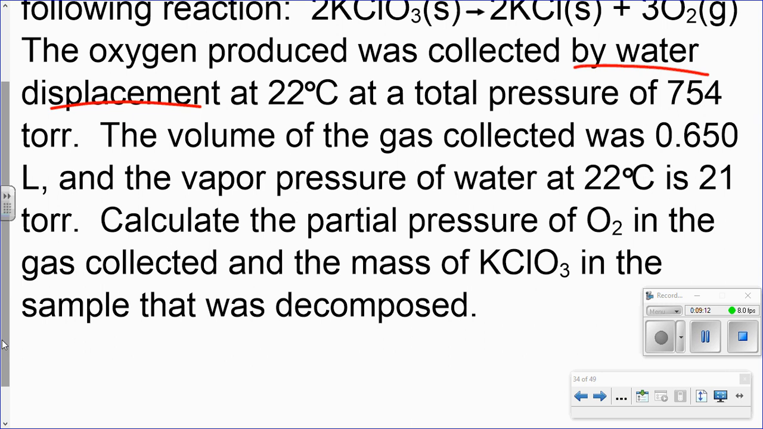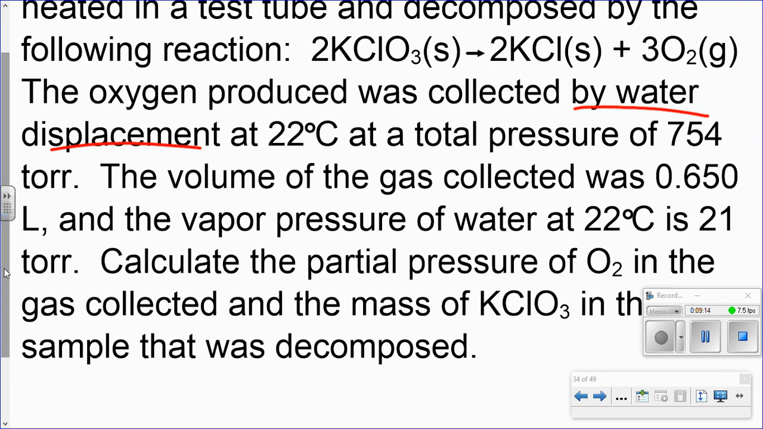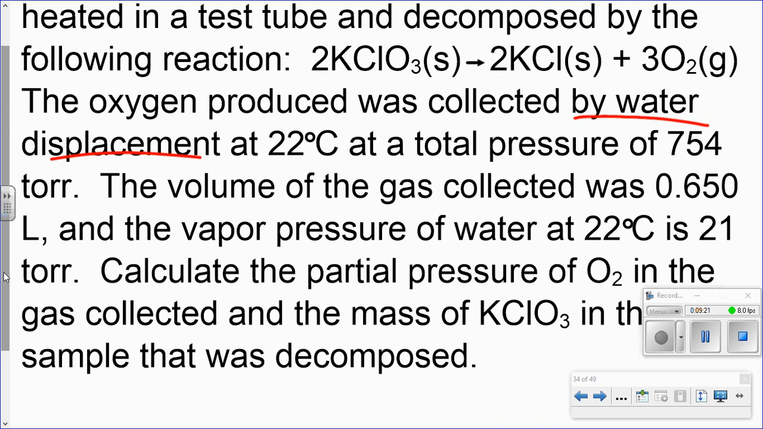So I thought this was a limiting reactant problem. It's not. Holy cow, where do we start? Well, let's rewrite our equation. So we're going to use this equation up here of 2 KClO3 yields the products. And what I need to do first, it says, is calculate the pressure of O2 in the gas collected. So I just want the pressure here of that stuff.